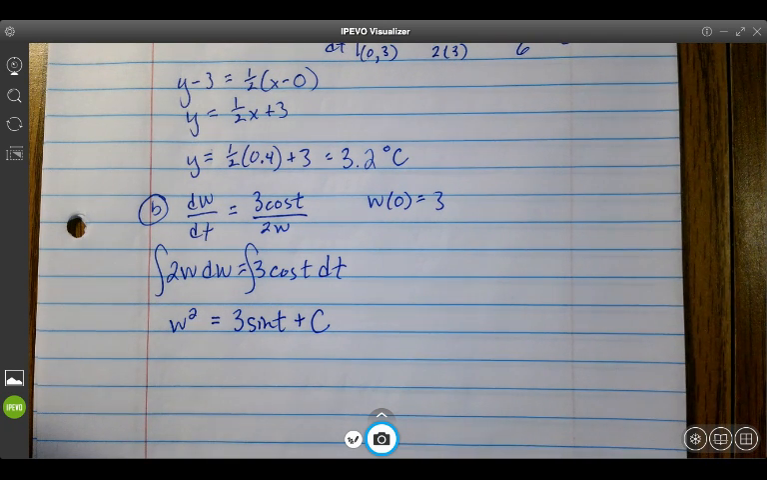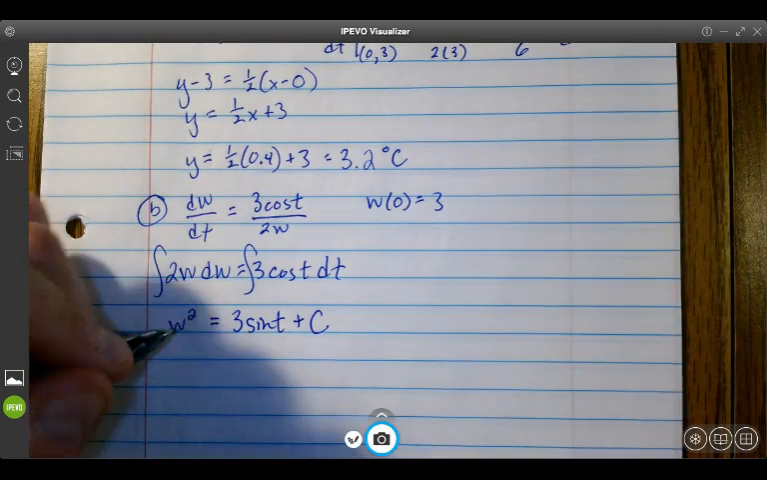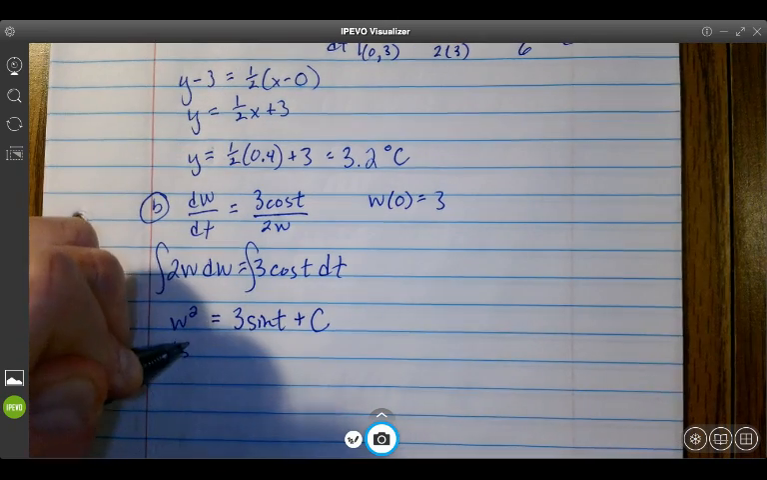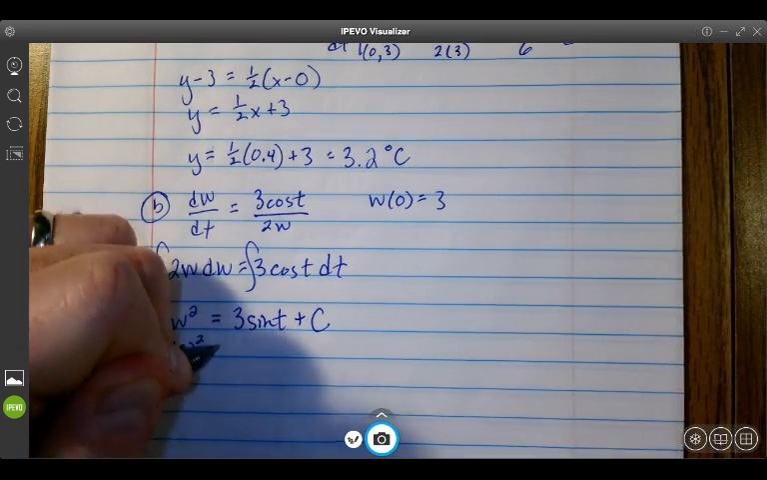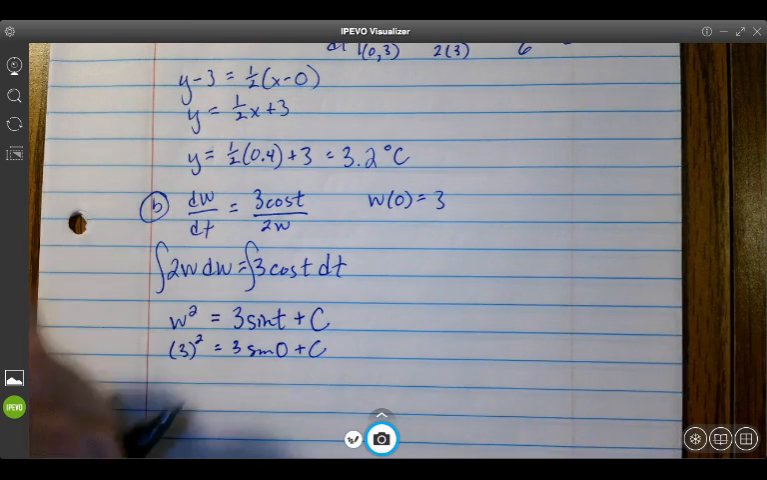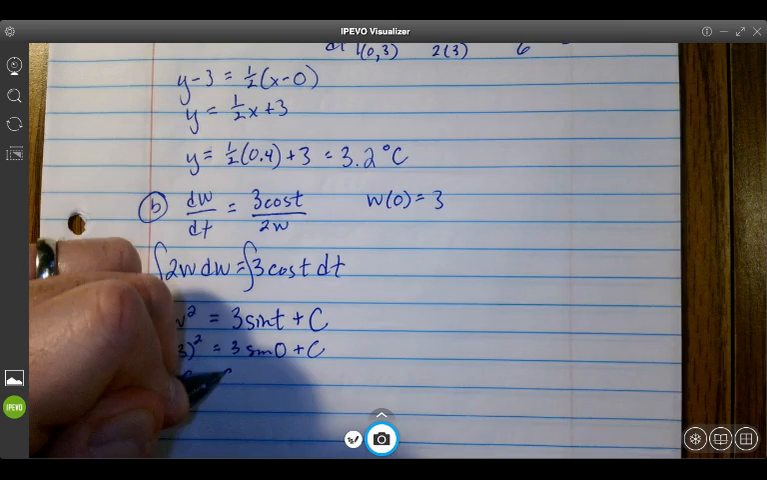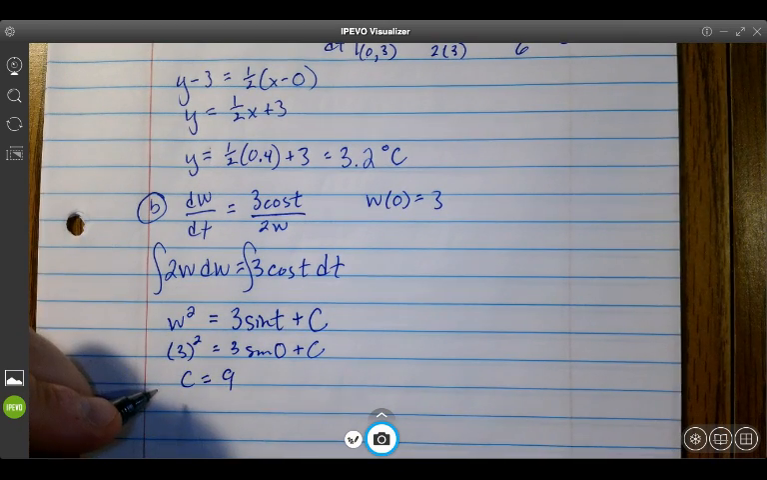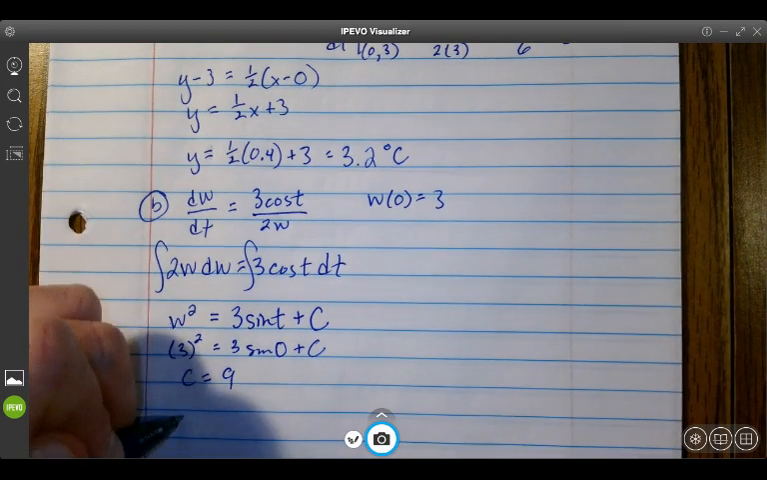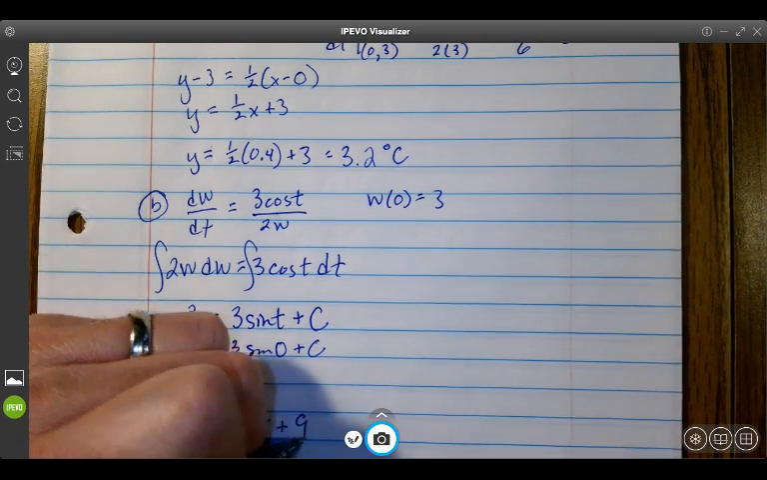Now I need to find the value of c. So I always go right away and use w of 0 equals 3. I put in 3 for w, so 3 squared equals 3 times the sine of 0 plus c. Very simple, sine of 0 is 0, and so c equals 9. So I have that w squared is equal to 3 sine of t plus 9.